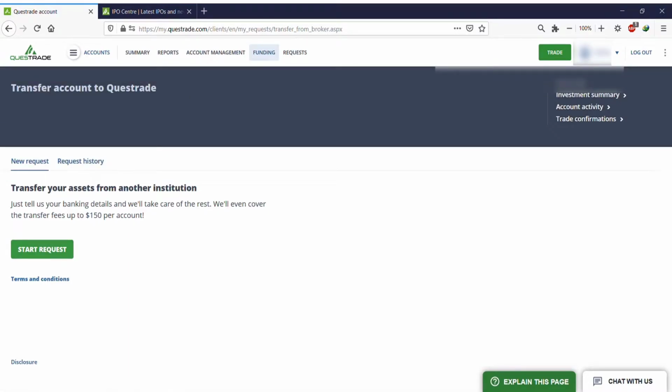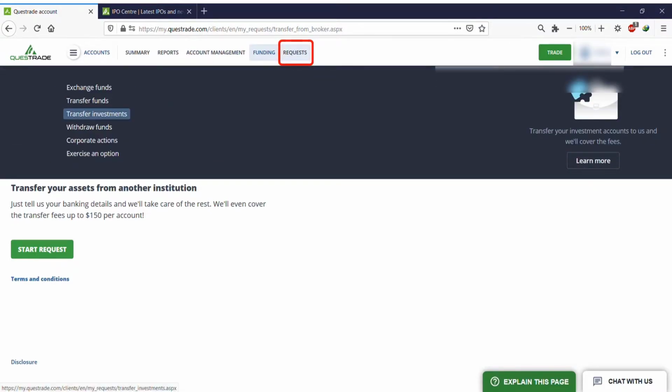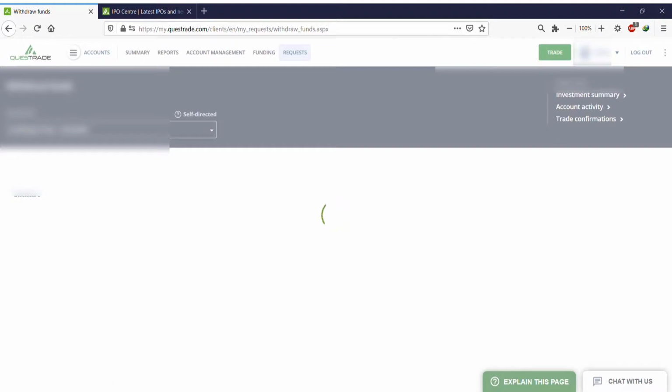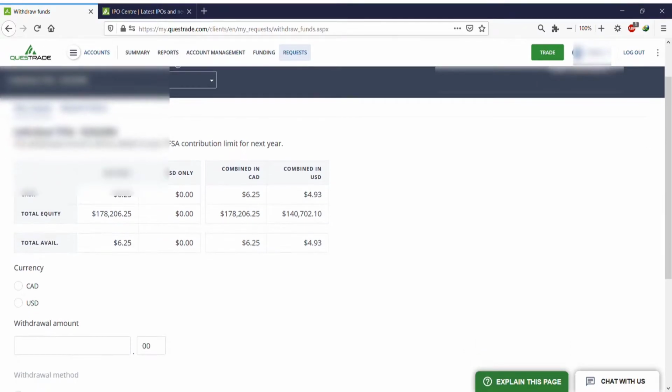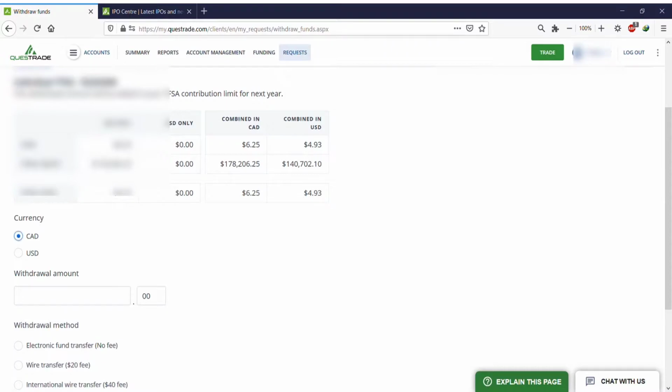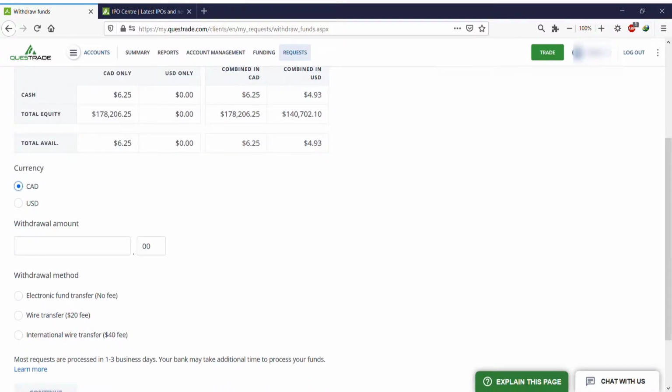With the other ones, you can play around and make requests. For example, you can exchange funds, which I don't really care about, transfer funds, transfer investments, and withdraw funds. About withdraw funds, you can withdraw. Let me just choose CAD. I know that online transfer, which is electronic funds transfer, has no fee, but it has a limit. I think the limit is $20,000 or $25,000. I'm not sure. You can always click on this chat with us button.